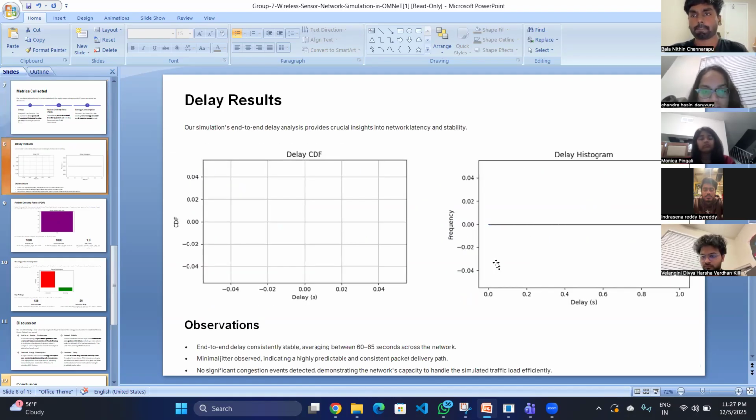Here, the simulation showed an average end-to-end delay consistently between 60 and 65 seconds. Delay values remained stable across all simulation runs, demonstrating predictable packet forwarding behavior. Minimal jitter was observed, indicating low variation in packet delivery times. No major congestion or routing bottlenecks occurred during the simulation period. Both routing protocols produced nearly identical delay performance due to the static network environment.